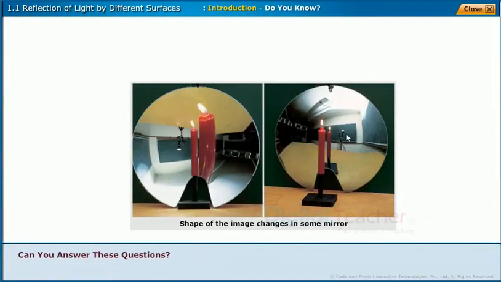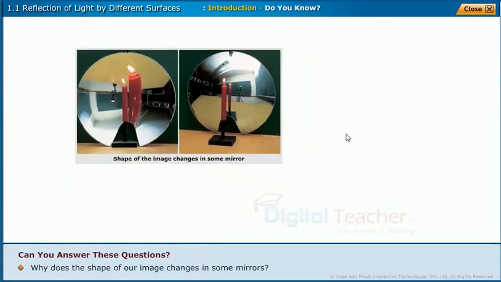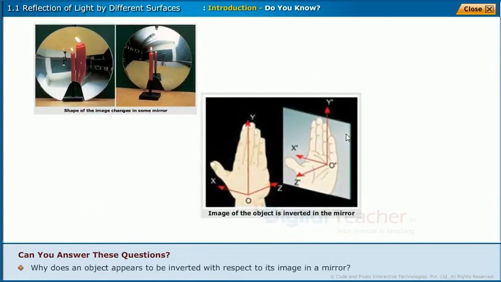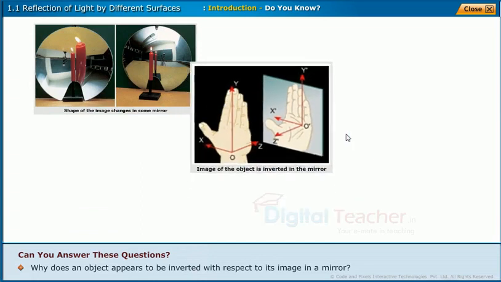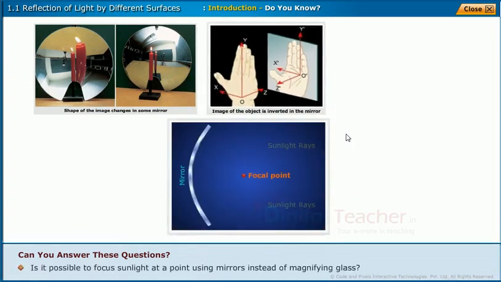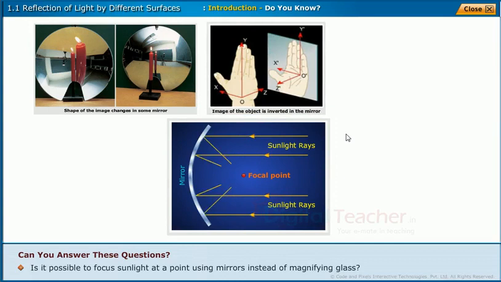Now, can you answer these questions? Why does the shape of our image change in some mirrors? Why does an object appear to be inverted with respect to its image in a mirror? Is it possible to focus sunlight at a point using mirrors instead of a magnifying glass?